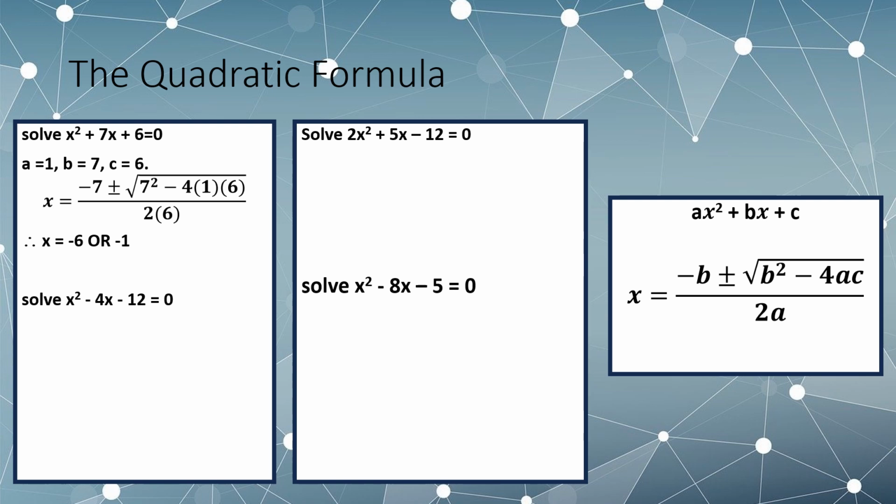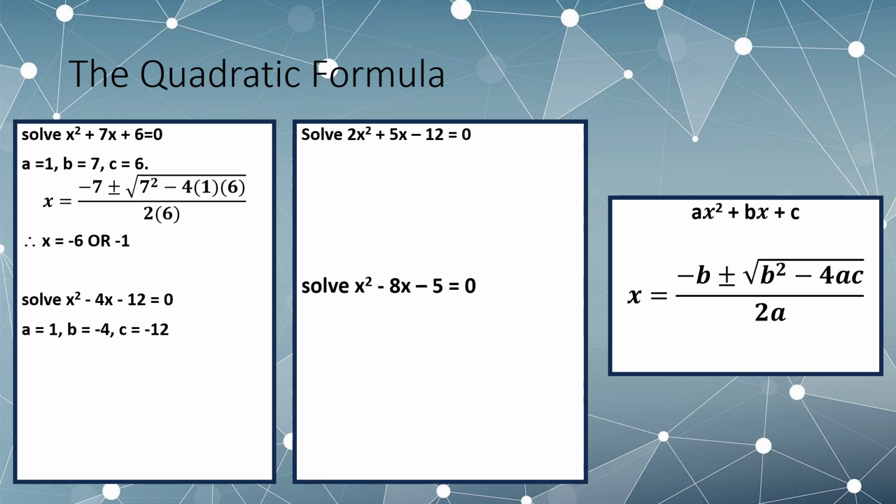Okay, looking at another now. x squared subtract 4x take 12 equals 0. So our a value is 1, our b value is negative 4, and our c value is negative 12. Remembering it's important in this case to remember your negative values.